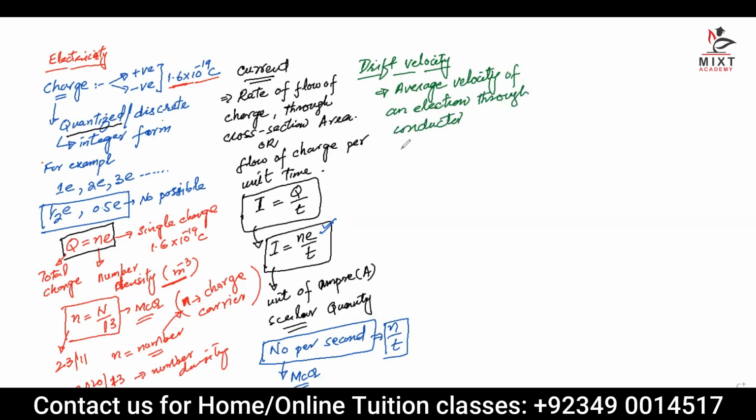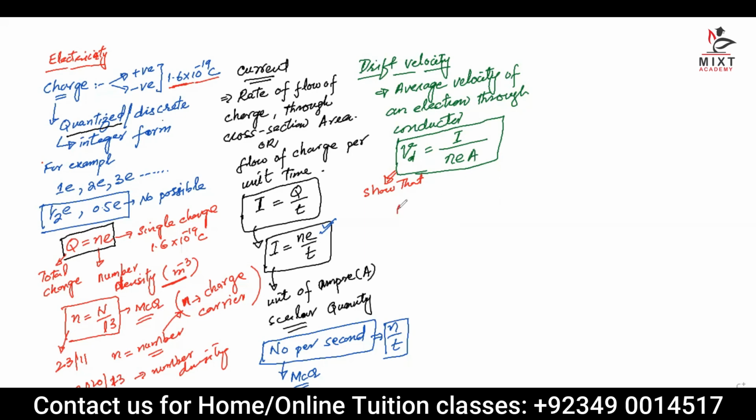The formula of drift velocity is Vd is equal to I divided by NEA. So this is the formula. This is given in the formula sheet, okay? But in one paper they say prove, show that. So it means you prove that equation. Now we are going to prove the equation.